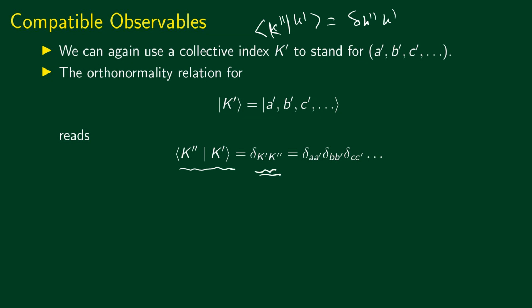And when is k prime equal to k double prime? We say that k prime is equal to k double prime when all these eigenvalues are equal: when a prime is equal to a double prime, when b prime is equal to b double prime, and when c prime is equal to c double prime, etc. So I think I should write delta a double prime a prime, delta b double prime b prime, and delta c double prime c prime. So this is how we can write the orthonormality relation.